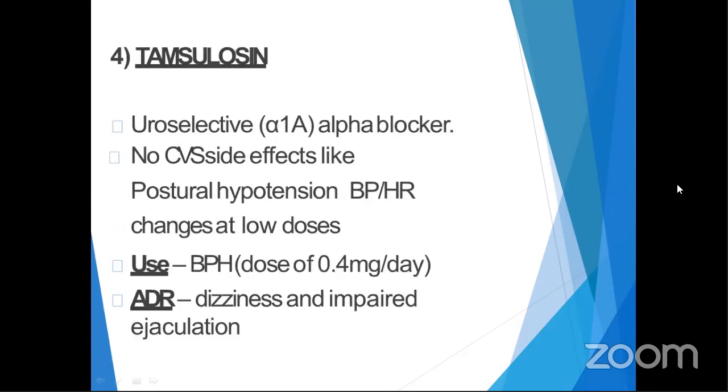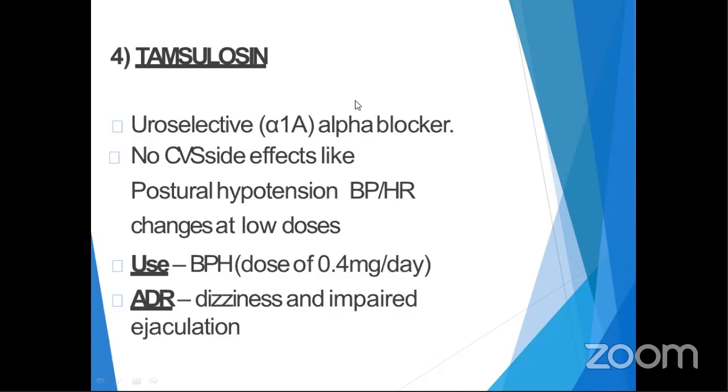The last drug is tamsulosin. Tamsulosin is very selective. You can see over here, it's a uroselective drug. It's a new drug, and we have labeled it as uroselective because it is going to block the specific receptor situated at the level of the trigone, that is the alpha 1A.